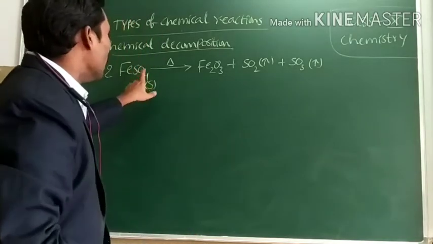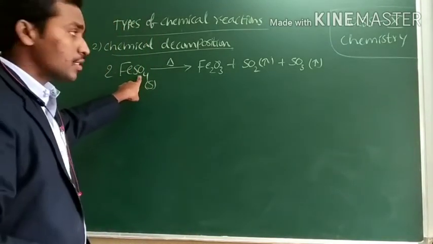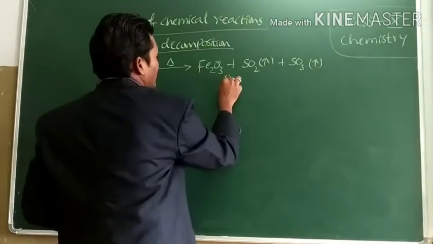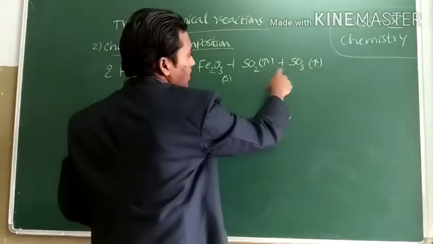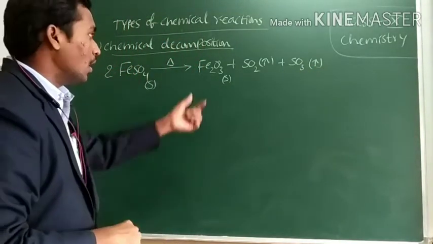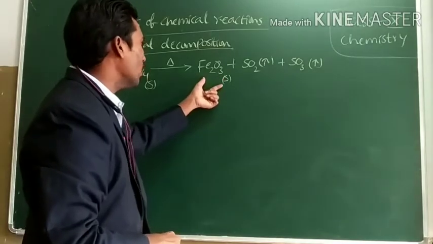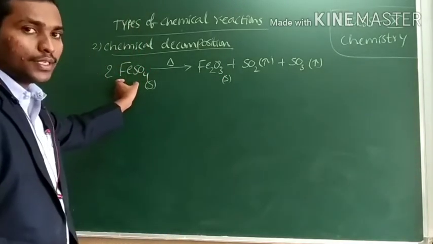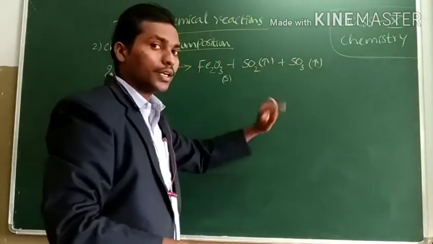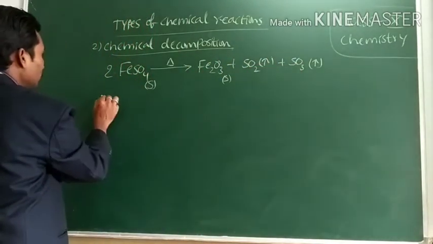So decomposition of ferrous sulfate gives ferric oxide, which is solid, sulfur dioxide gas and sulfur trioxide gas. In this reaction, one compound is decomposed to form more than one substance. Let us take one more example.